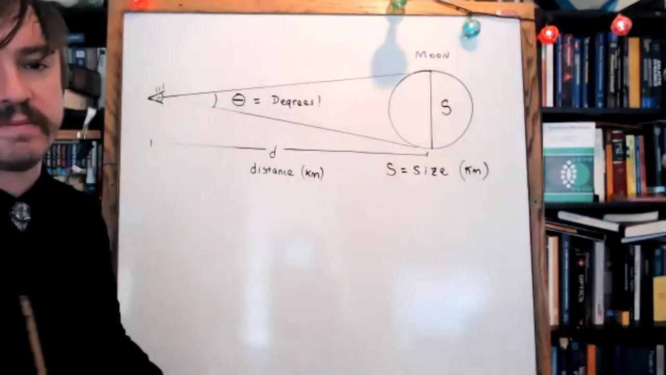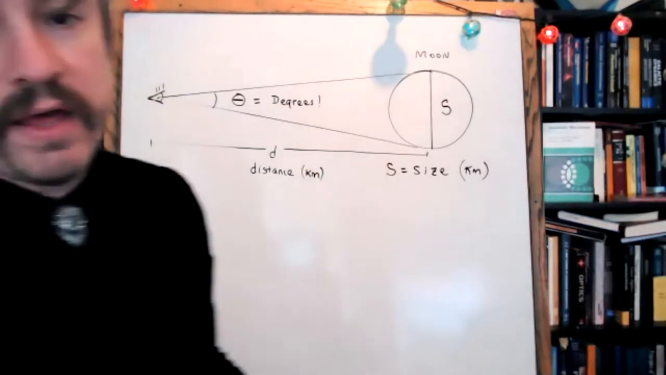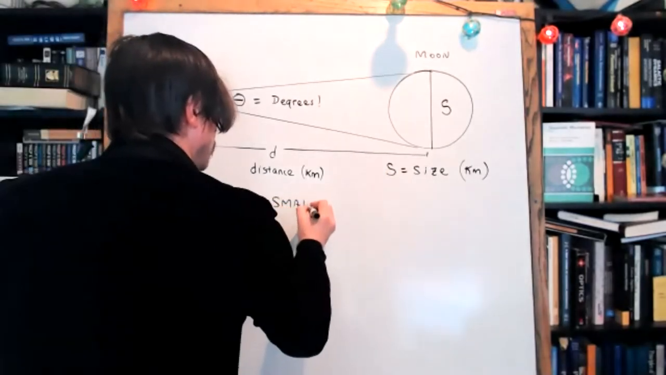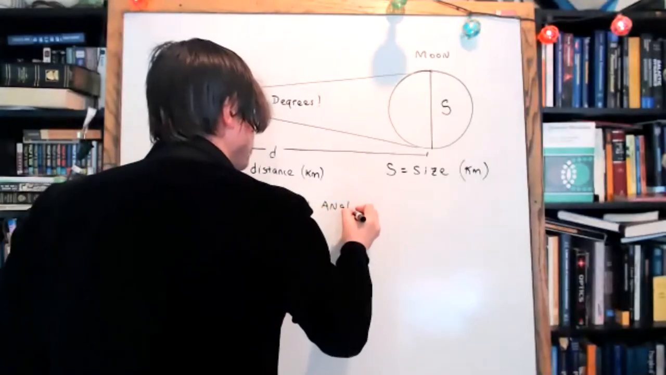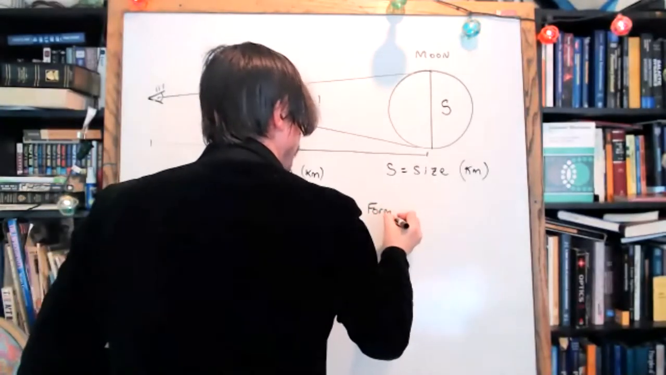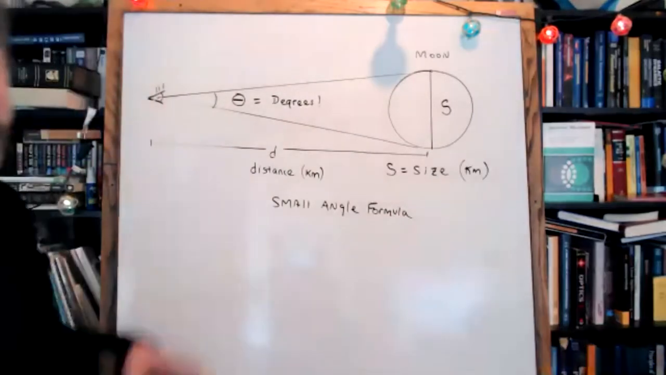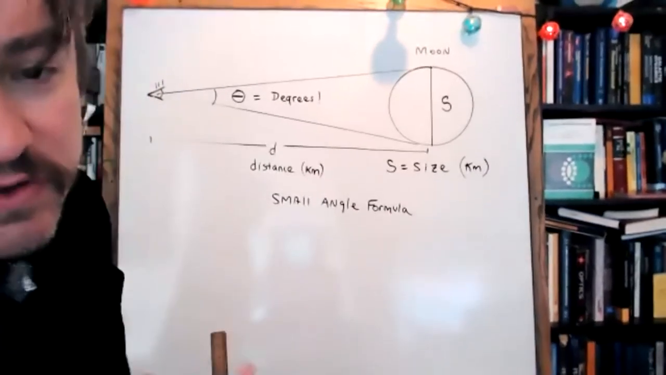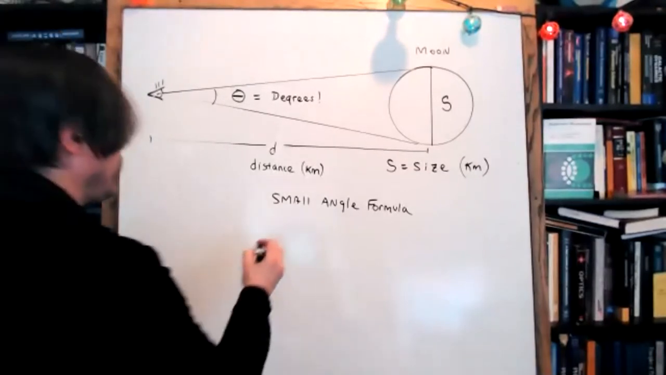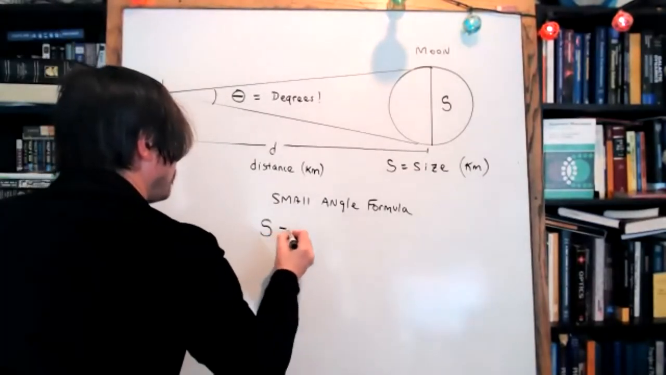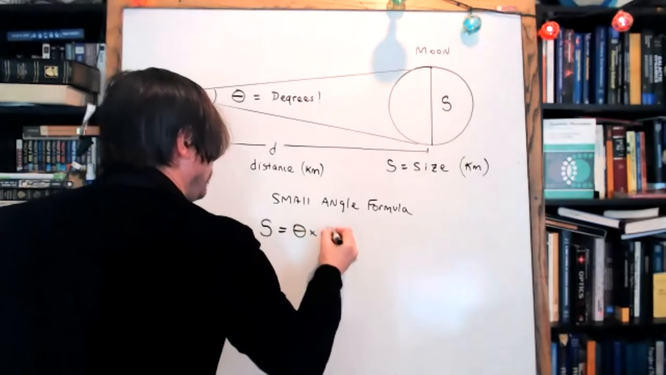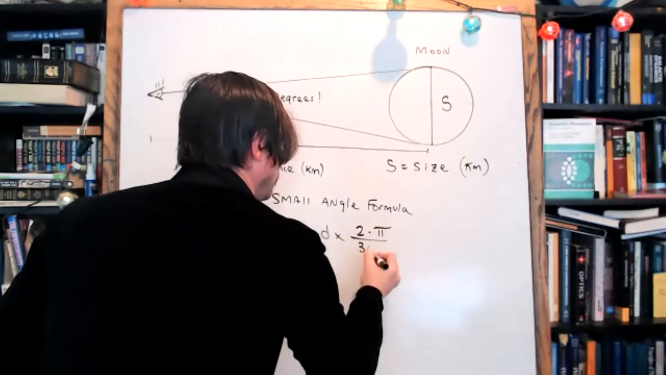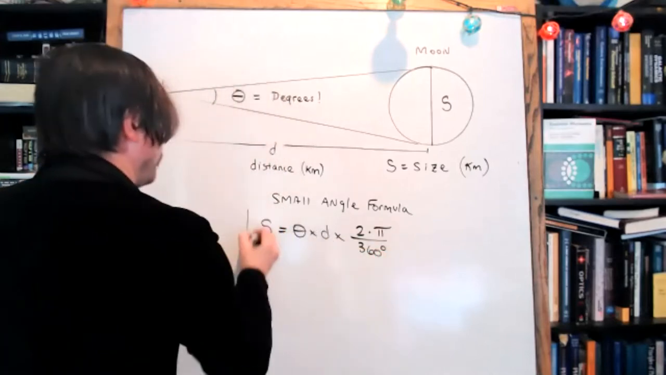That's usually measured in kilometers as well. These three things are related by the legendary small angle formula. This formula is a classic in astronomy. You sort of need to learn this just to understand how an astronomer even thinks about the sky. And the formula goes: S equals theta times distance times 2 pi divided by 360 degrees.